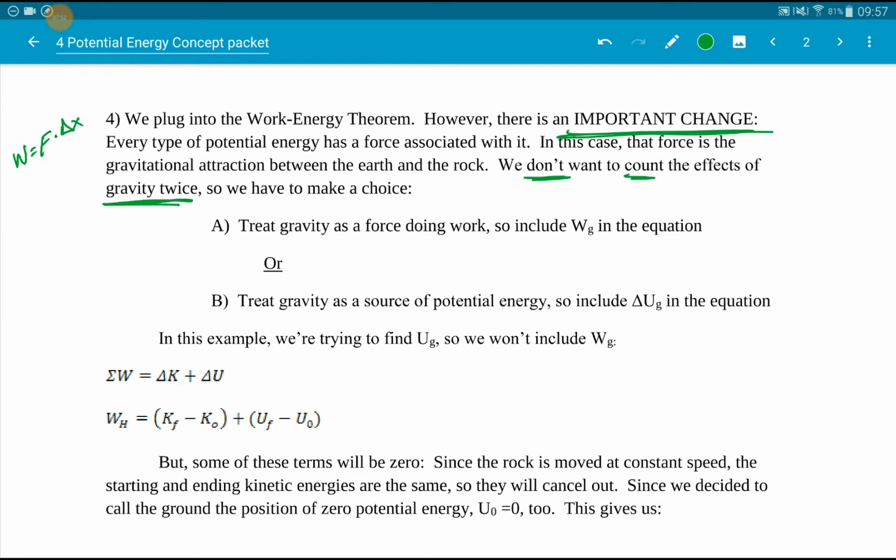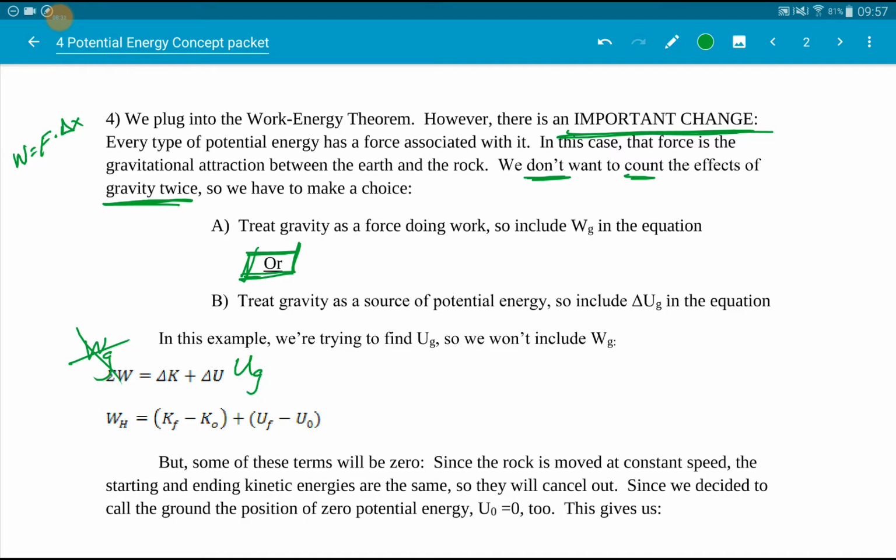And that's true for any potential energy. We're talking about gravitational potential energy in this case. So we have one of two options to choose from. Option A, treat gravity as a force that does work, and so we're going to express that in our equation. The sum of the work is equal to the change in kinetic energy plus the change in potential energy. So we can either think about gravity as being a work term on the left side here, so we could think about it as a gravitational work term on the left side, or, and this is a true or statement here, we could get rid of this and actually move it to the other side here as a gravitational potential energy.